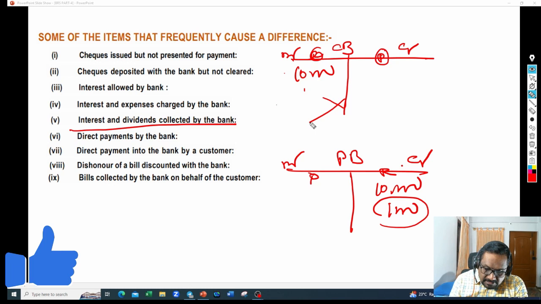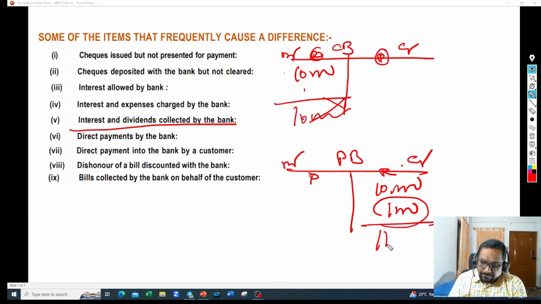So now the balance here is showing 10,000, and here it is showing 11,000. The difference has come because of this 1,000 rupees of interest and dividends collected and recorded by the bank, but not communicated to us. Just because it is not communicated to us, it is not recorded in the cash book, because of which the difference is coming between both the balances. Are you clear? Right.